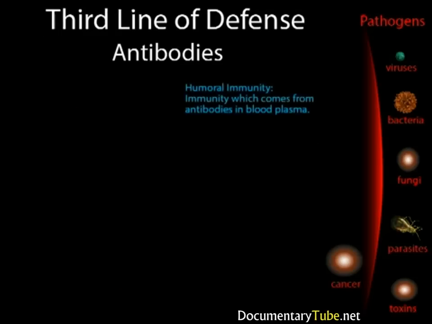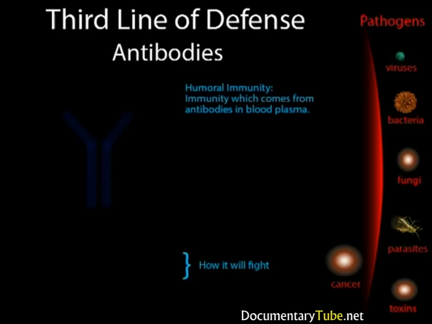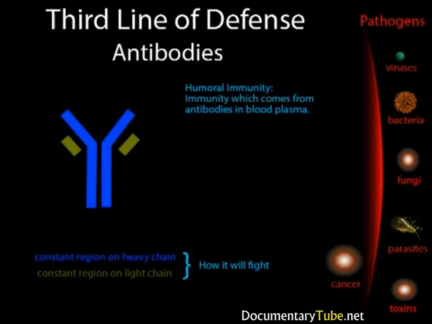Humoral immunity is an immunity which comes from antibodies in the blood plasma. Since humoral immunity comes from the actions of antibodies, we should concentrate first on what antibodies are. First of all, antibodies are proteins. Basically, antibodies are made of four polypeptide chains, two identical heavy chains and two identical light chains. These chains are arranged in a Y shape.